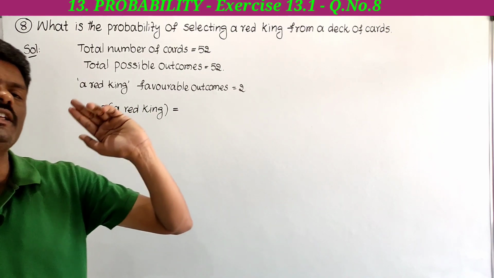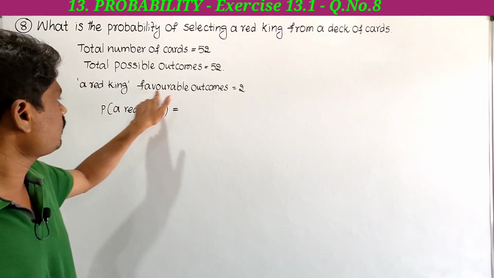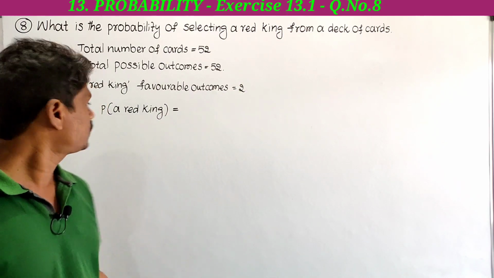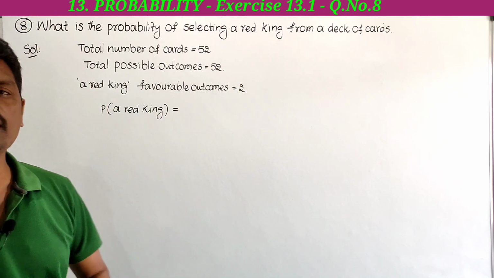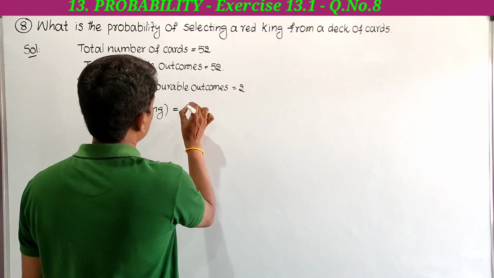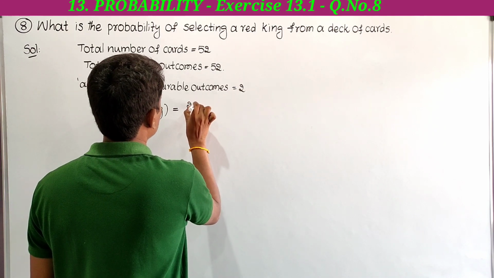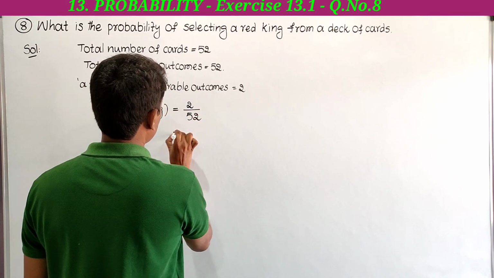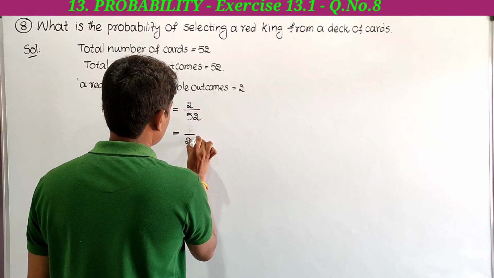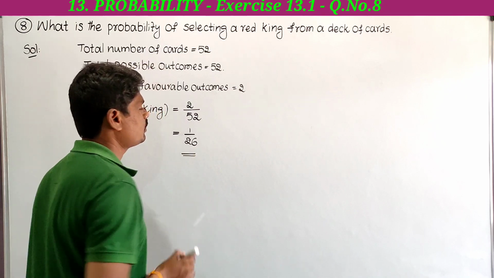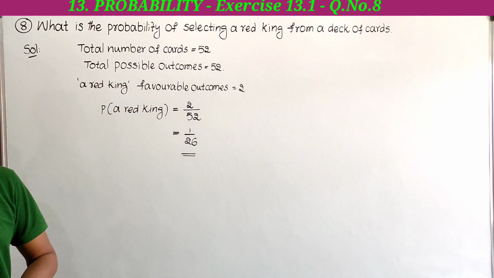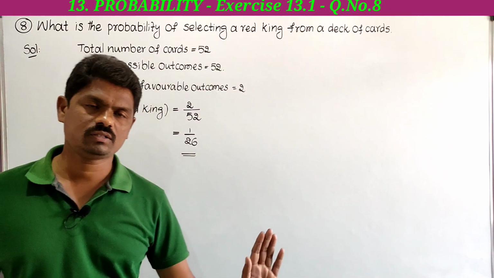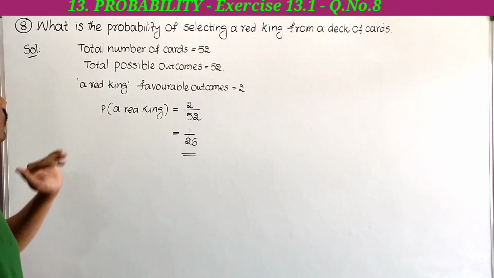So red color kings are 2, therefore favorable outcomes equal 2. Therefore the probability of a red king is equal to favorable outcomes by total number of possible outcomes, that is 2 by 52. So 2 by 52 is nothing but 1 by 26. So this is the probability of getting a red king from a deck of cards. So this is the 8th problem.